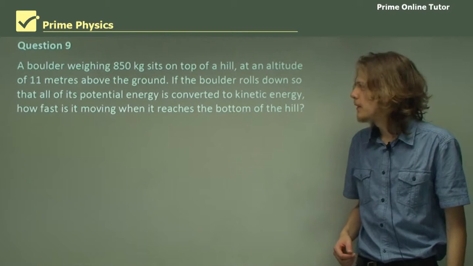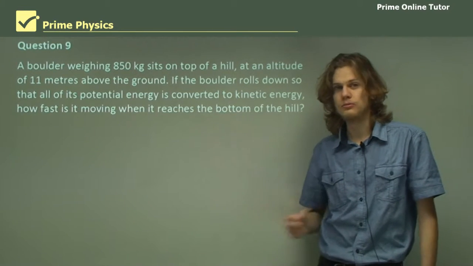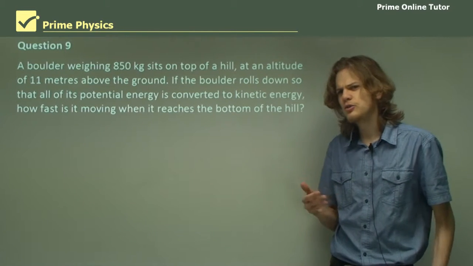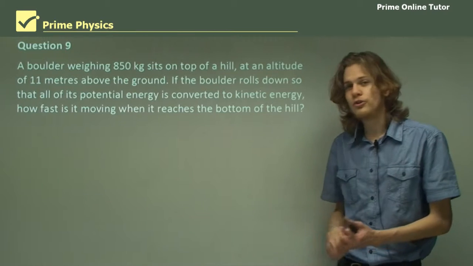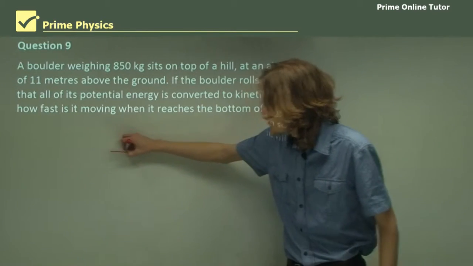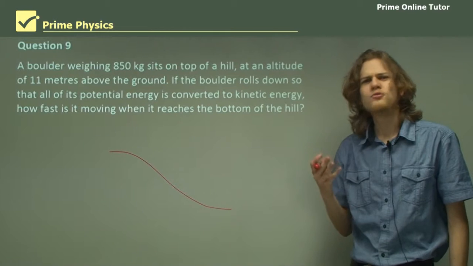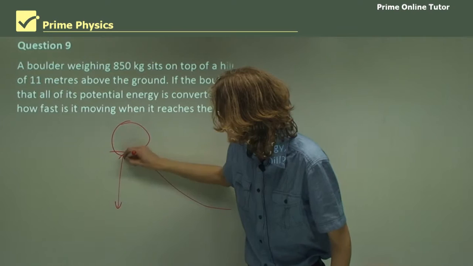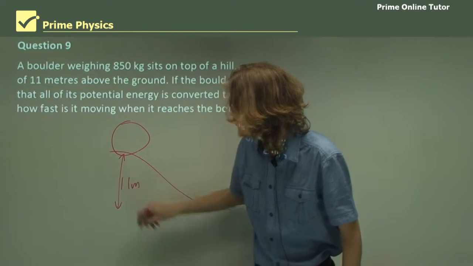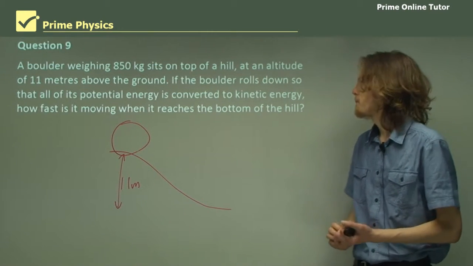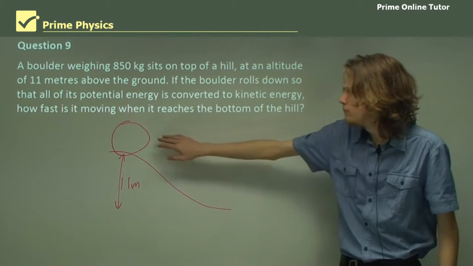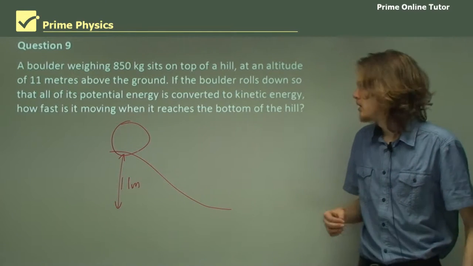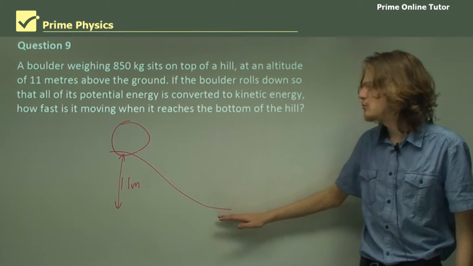Question 9. A boulder weighing 850 kilograms, ooh, heavy boulder, sits on top of a hill at an altitude of 11 meters above the ground, so it's probably a fairly shallow hill. If we were to draw a diagram, it might look something like this. When in doubt, diagrams are always helpful. There's the boulder, and we're 11 meters above the ground. Right? So if the boulder rolls down the hill so that all of its potential energy is converted to kinetic energy, then how fast will it be moving once it reaches the bottom of the hill?